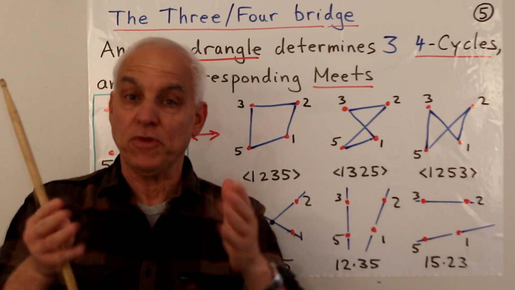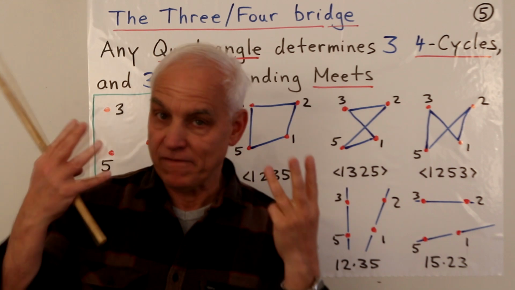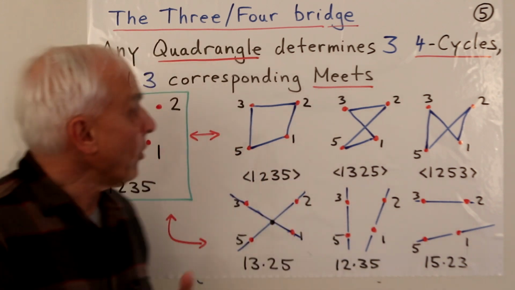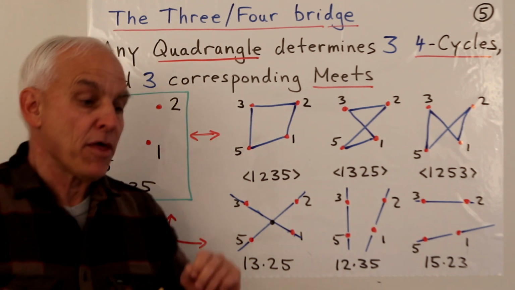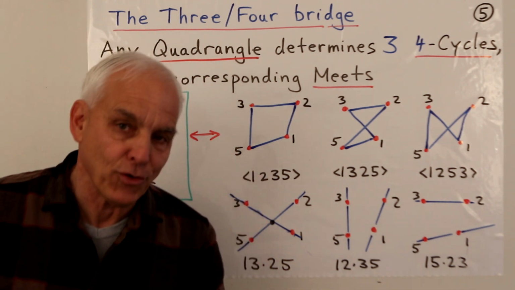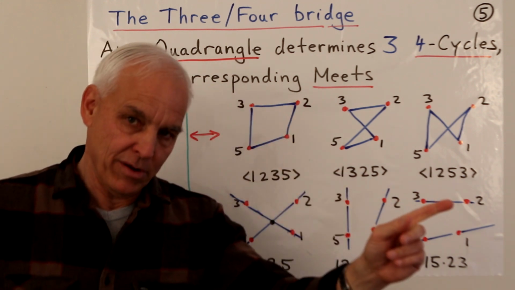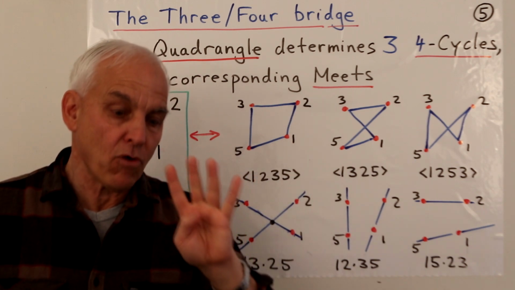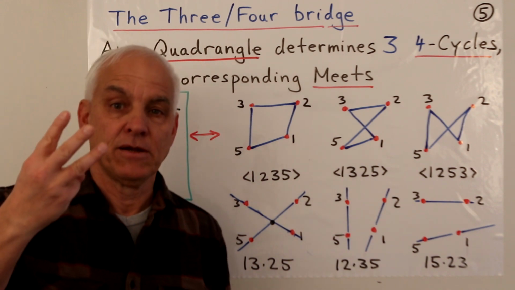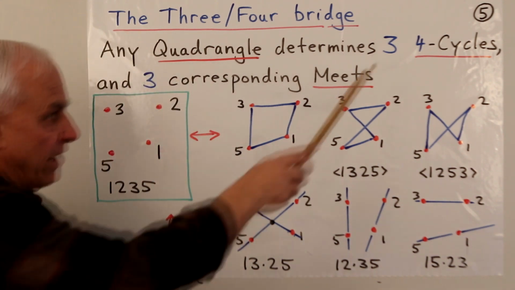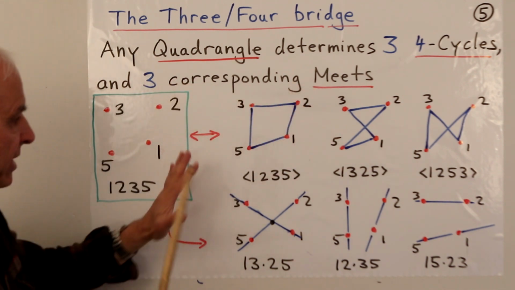Great, so now we come to the 3-4 bridge, this mathematical connection between 3 things and 4 things. So it's all because of this statement that any quadrangle determines 3 4 cycles. So we saw that if we have a triangle, it determines a single cycle. But if we have a quadrangle, 4 points or 4 nodes, then there are 3 associated cycles of length 4. And 3 corresponding meets. Okay, so let me explain this.